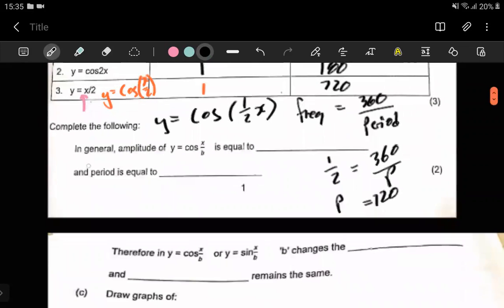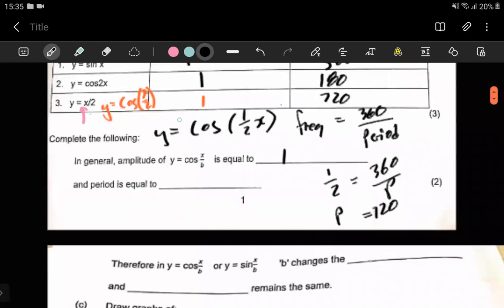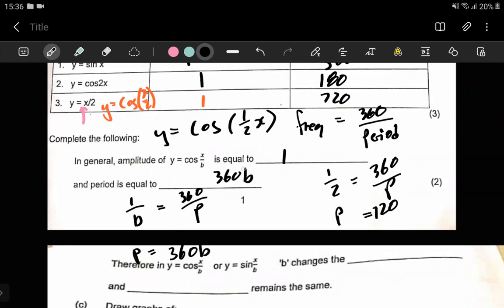Now we're here. Complete the following. In general, the amplitude of y equals this is equal to 1. And for the period, there's a B over there, so technically our frequency is 1 over B. And then we have 360 over the period. So the period is going to be equal to, if we cross multiply, P times 1 is P, so our period here is going to be 360B. Whatever B is, it's going to affect the period. Do you see?